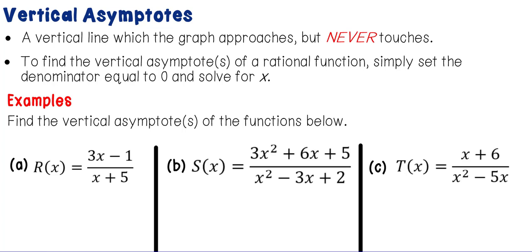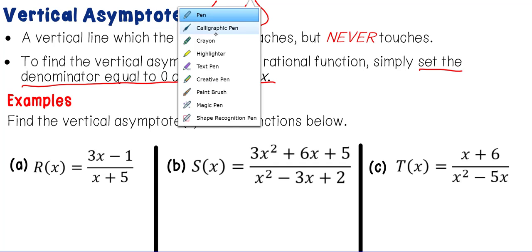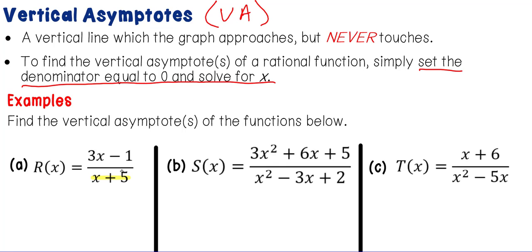Vertical asymptotes, which I'm going to use VA for, is a vertical line which the graph approaches but never touches. Okay, so a horizontal asymptote sometimes crosses, but a vertical asymptote is never touched. To find the vertical asymptote of a rational function, you simply set the denominator equal to 0 and solve for x. This is kind of like what we did for the domain. We want to set the denominator equal to 0.